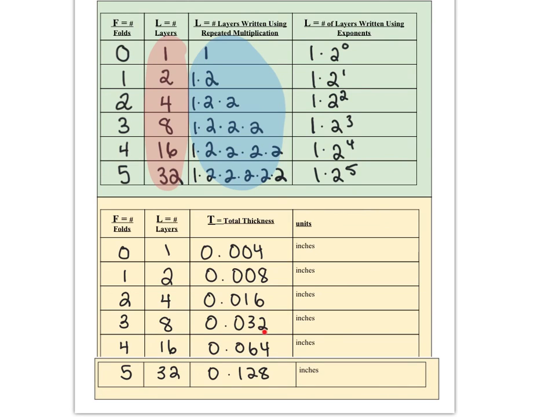So here you can see the thicknesses for the different layers of paper. Hopefully you noticed that a quick way to do this was to take the number of layers and to multiply by the thickness of one sheet, which was 0.004. Later on, we're going to show you how to write this as an exponential equation.